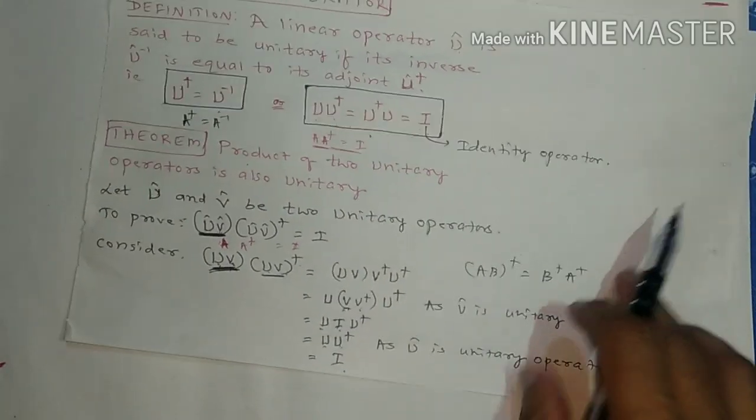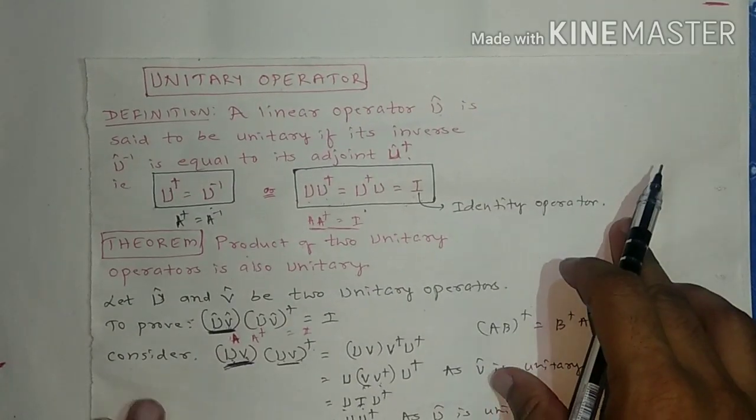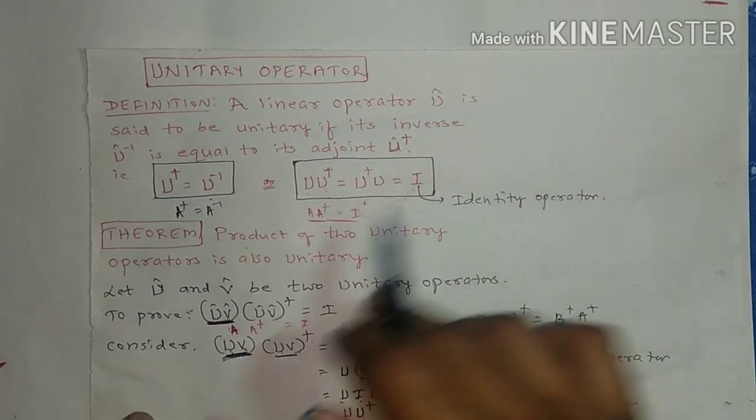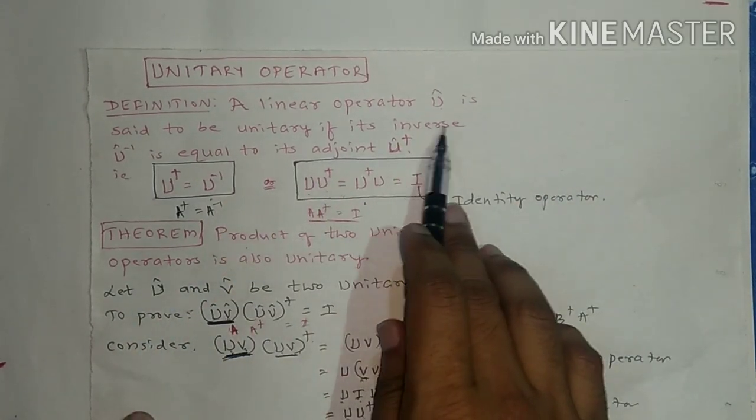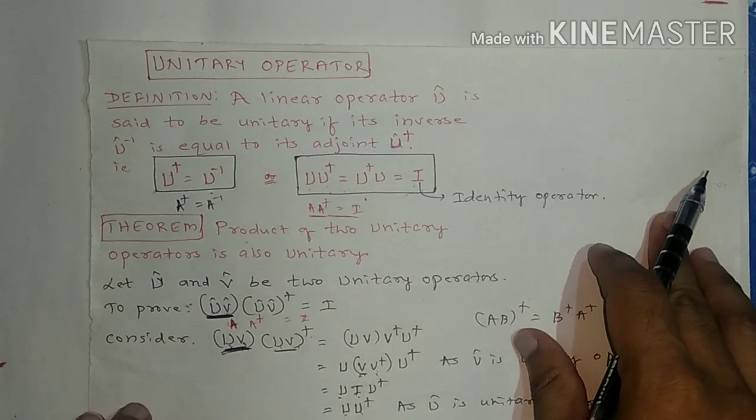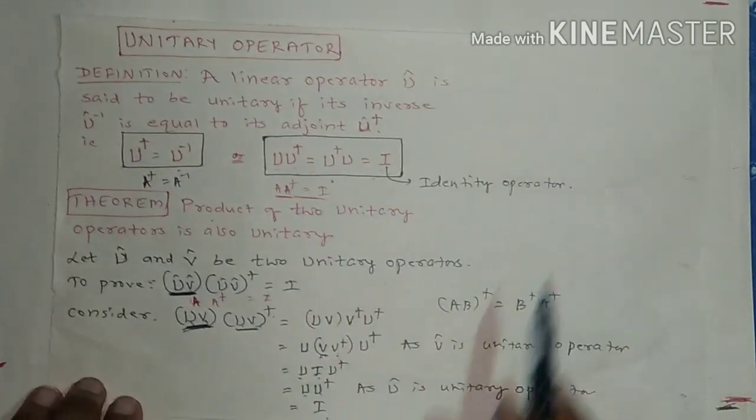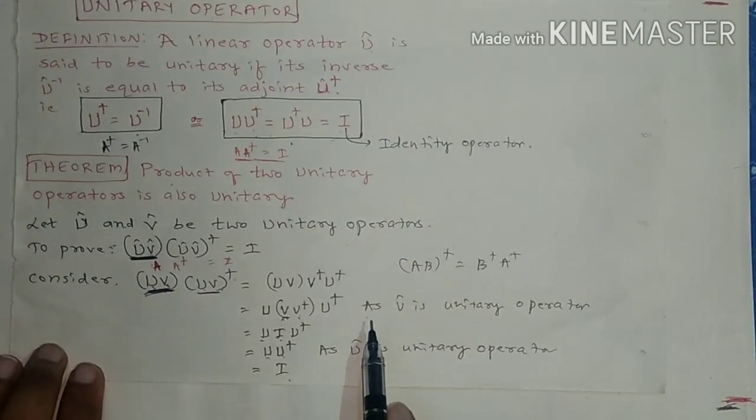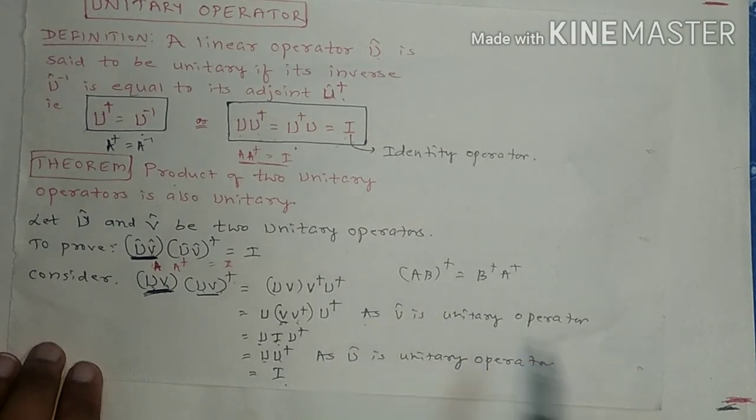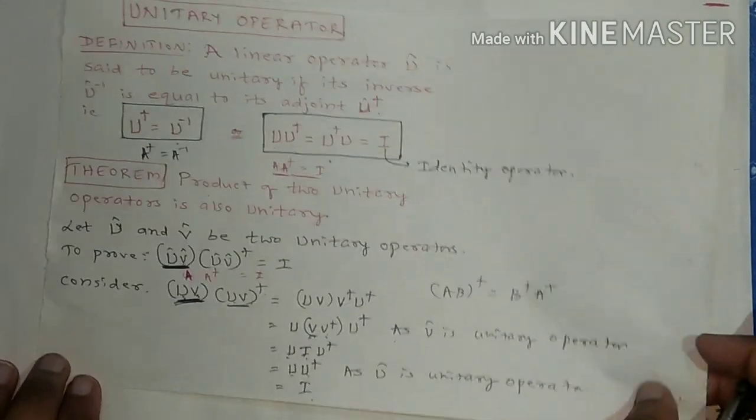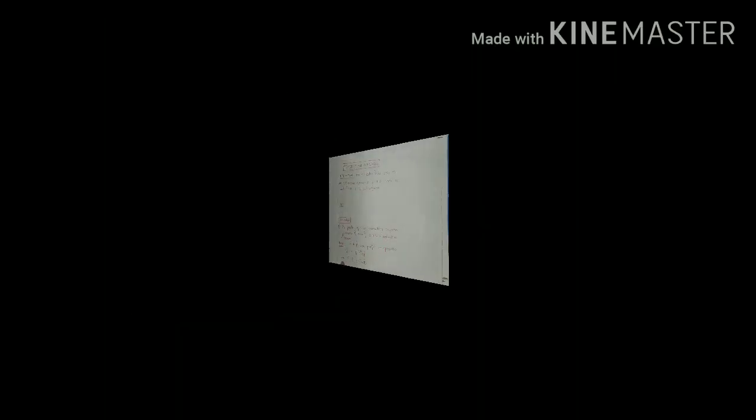So this is the very simple unitary operator. We will not go into much detail on this one, and we have not seen in detail what an inverse operator is either. So this was the definition and one theorem related to the unitary operator. Now let us see one more operator, which is the projection operator.